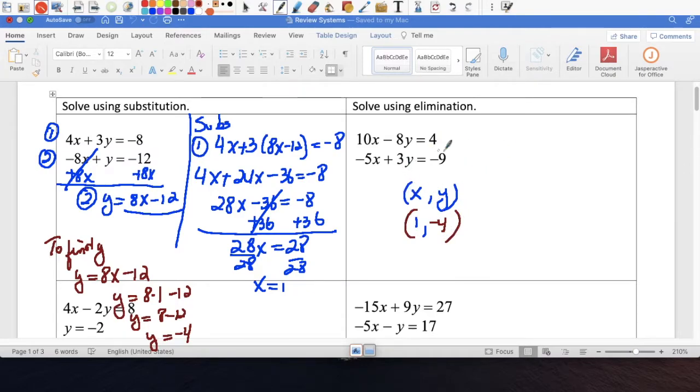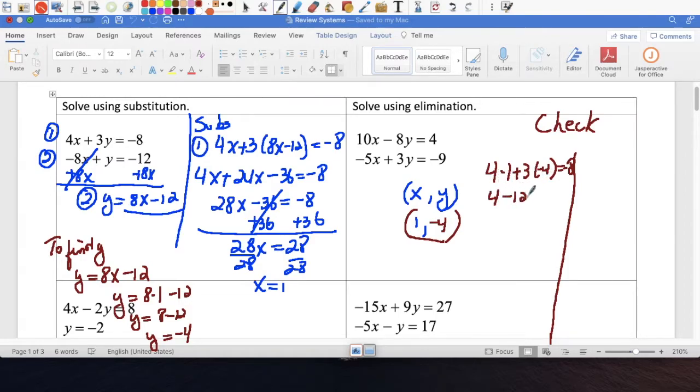To do a check, I'm going to take this point. Replace 1 and negative 4 in both equations. Equation number 1, if I substitute, I get 4 times 1 plus 3 times negative 4, and that equals negative 8. 4 times 1 is 4. 3 times negative 4 is negative 12, equals negative 8, and it's checked. So with equation 1, it's good.